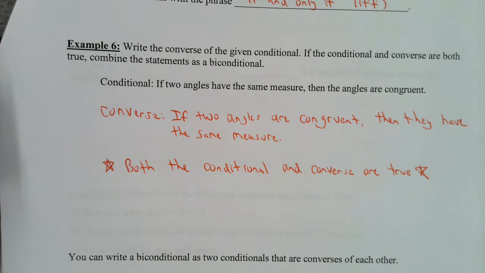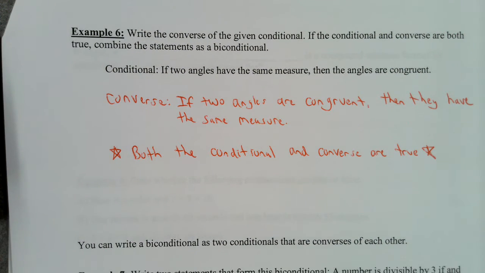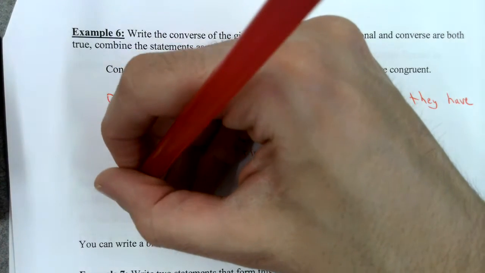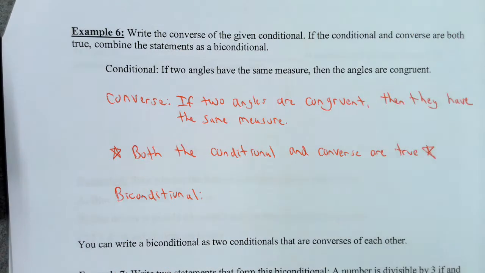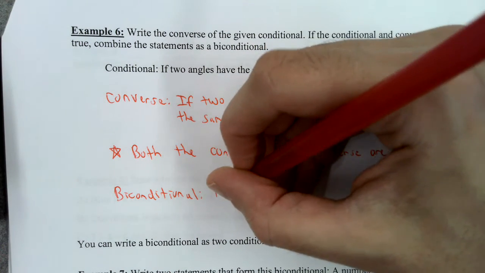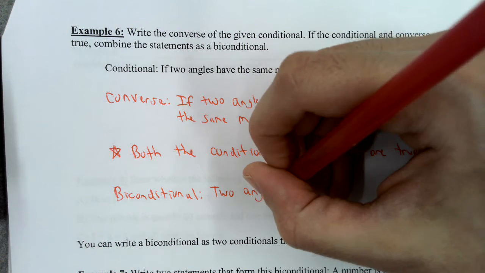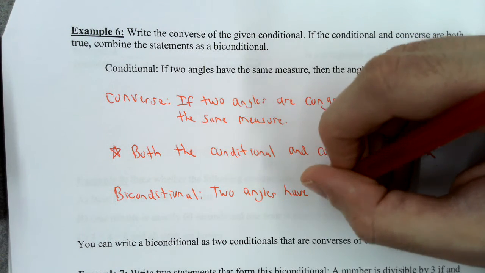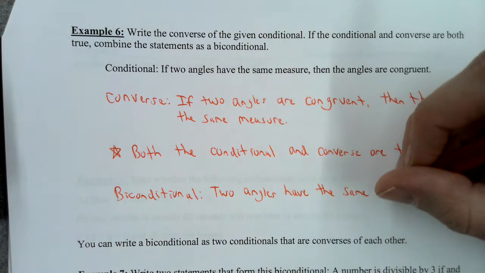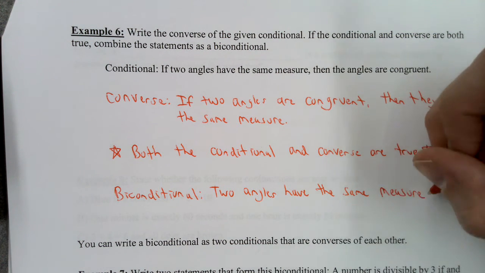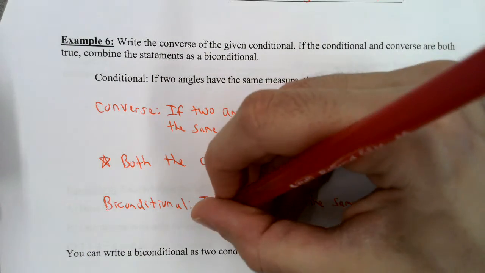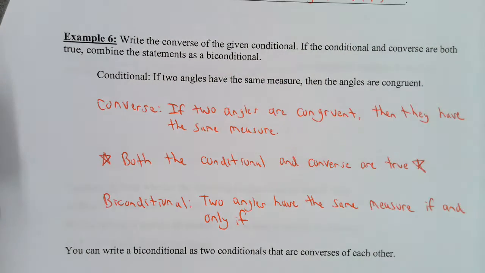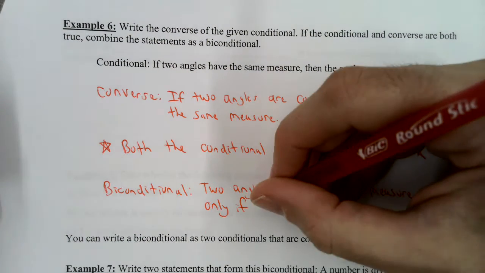So since they're both true, you can write a biconditional. Again, they have to both be true, or else you cannot write a biconditional. The biconditional would sound like this. 2 angles have the same measure if and only if, that's the key phrase, if and only if they are congruent.